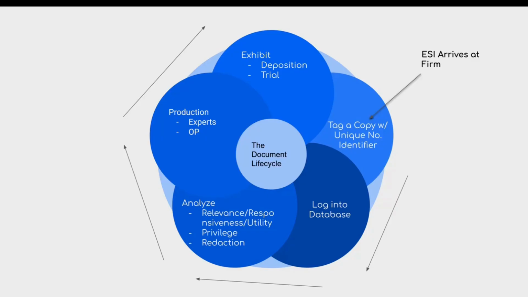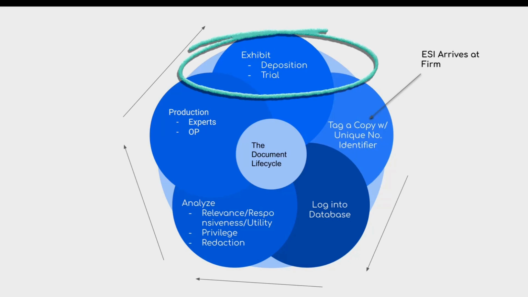And finally, you're going to have to make the ultimate decision. Is this going to be an exhibit to a deposition, to trial? Are you going to attach it to motions? But when those things happen, that information must also be tracked in the ESI tracking sheet.